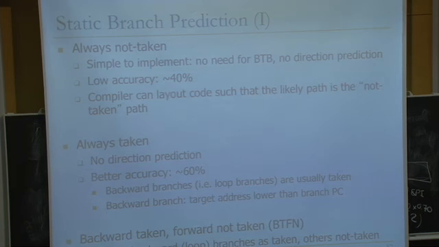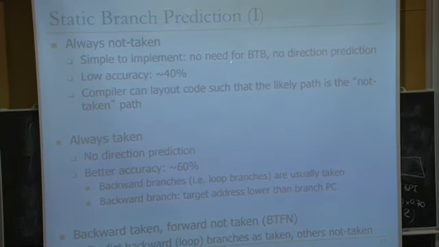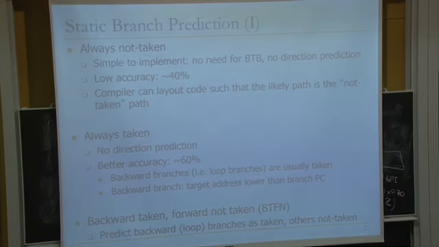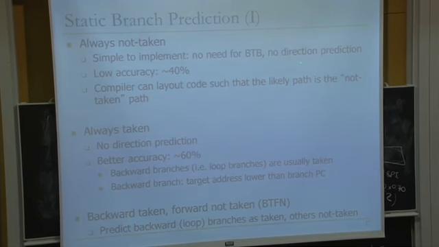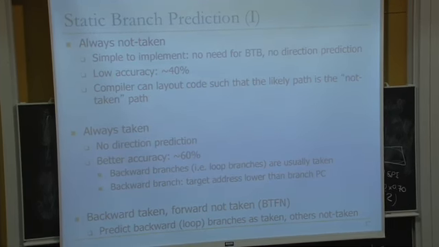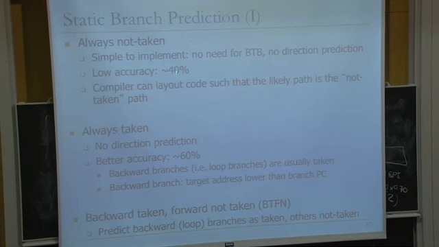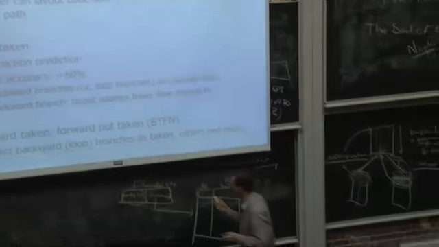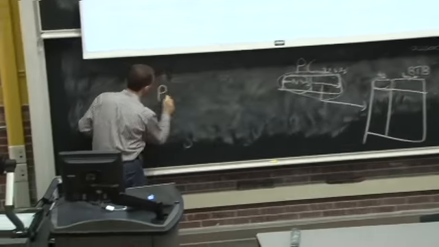But always not taken, obviously, the advantage of this is it's simple to implement. There's no need for a BTB, right? If you always predict not taken. And there's no need for direction prediction. Well, that's true for this also. But you get low accuracy, 40%. And in the calculations, we had 30%, right? But the good thing about always not taken is maybe the compiler can lay out the code such that the likely path is the not taken path, right? Remember, we discussed this early in one of the lectures. We talked about the profile-guided code positioning paper.